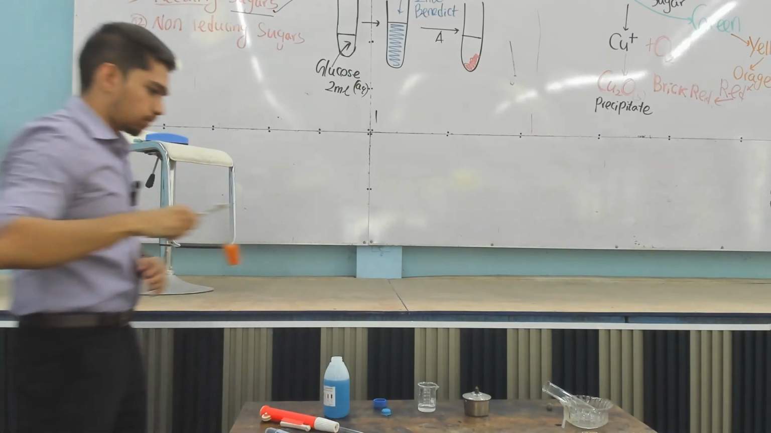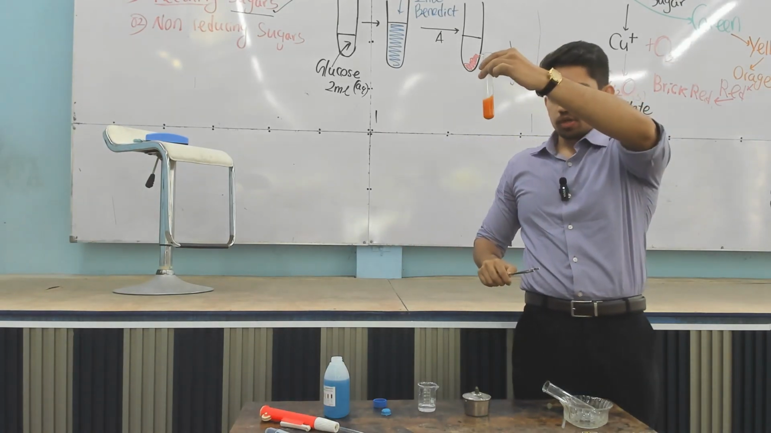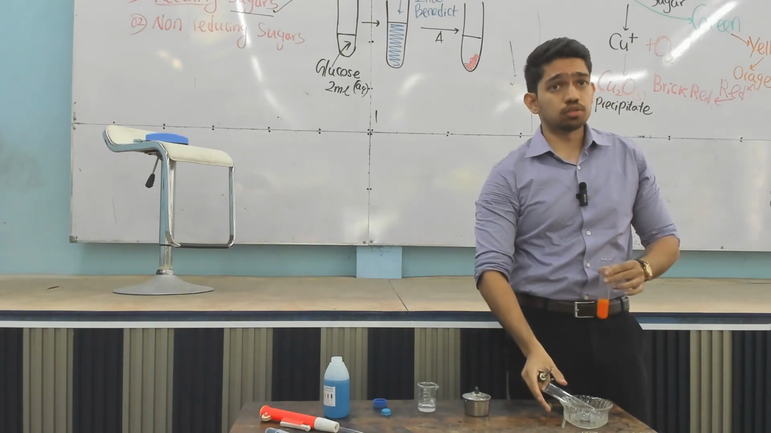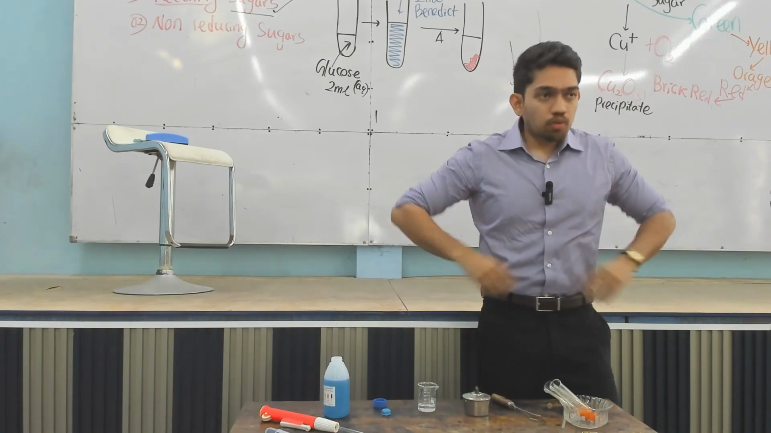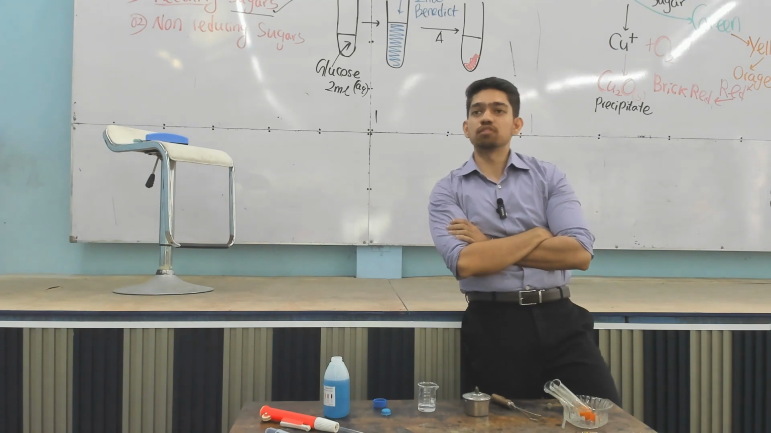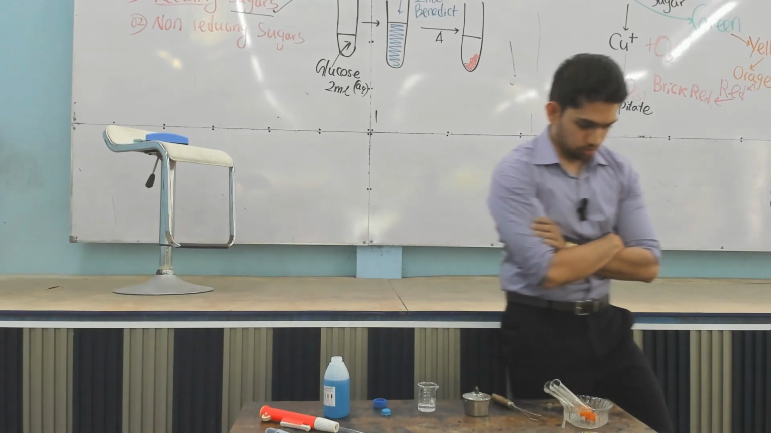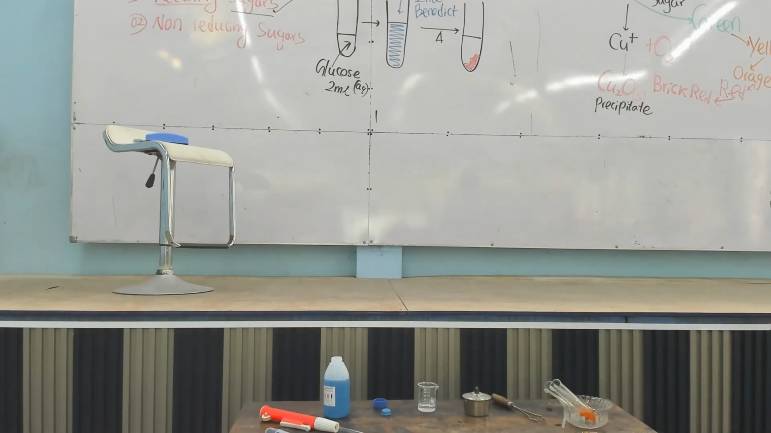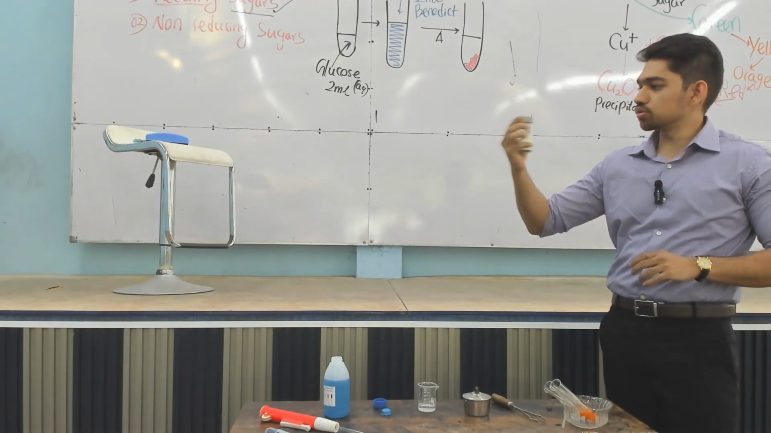Right, so let's do the second experiment as well, which is non-reducing sugars. How do you identify non-reducing sugars? What do you have to do to it? You have to take a non-reducing sugar and convert it to a reducing sugar. So what is a non-reducing sugar that we are going to use? Some sucrose. A bit of sucrose we are going to use.